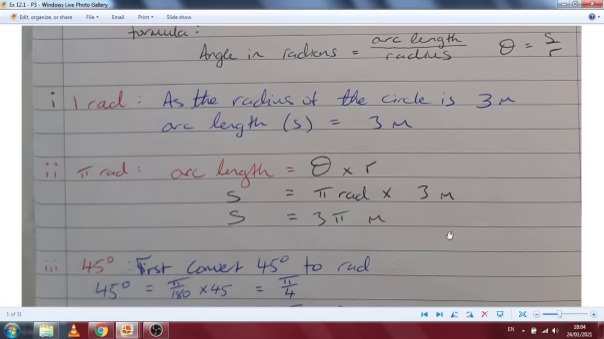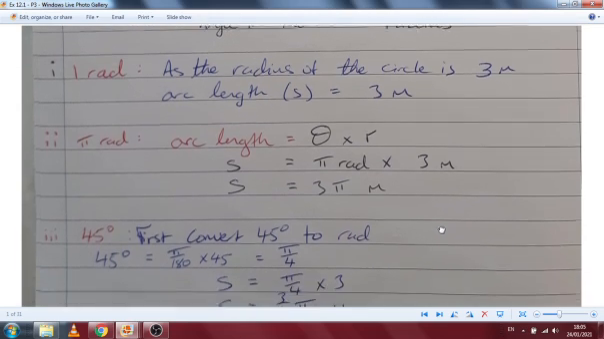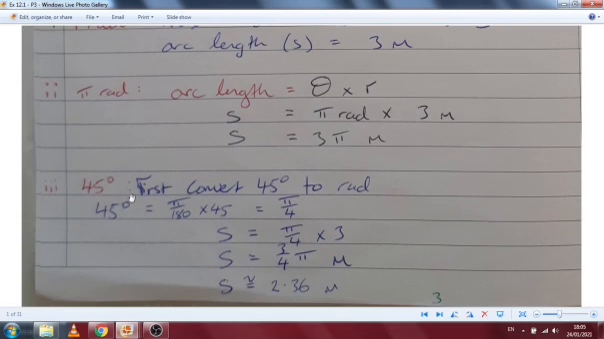Then the third part, again, they try to put in a new twist, so they ask us for 45 degrees. So we first need to convert 45 degrees to radians, and that's easier than any other thing we could do to try and get an answer. So we convert 45 degrees as before. It's pi over 180, which is 1 degree in radians, times 45, which gives us pi over 4. So back to this formula, the arc length S is equal to R theta, or theta R. So my theta is pi over 4 times my R, which is 3. So that would give me 3/4 pi. So again, 3 pi over 4 and then 3/4 pi.